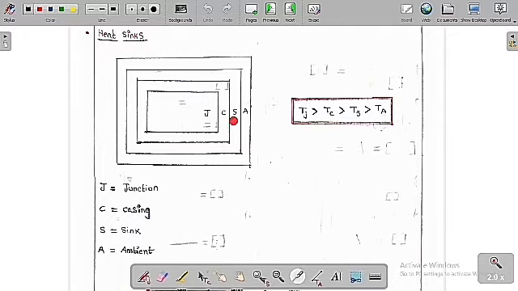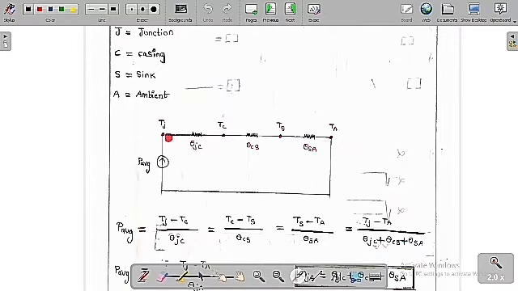Always the temperatures are such that Tj is greater than Tc, which is greater than Ts, which is greater than Ta. Because this is near the atmosphere, this temperature will always be less. But this is across the SCR, so its temperature is always higher. Therefore Tj > Tc > Ts > Ta. J means junction, C means casing, S means sink, A means ambient. So take 4 points, Tj, Tc, Ts and Ta.